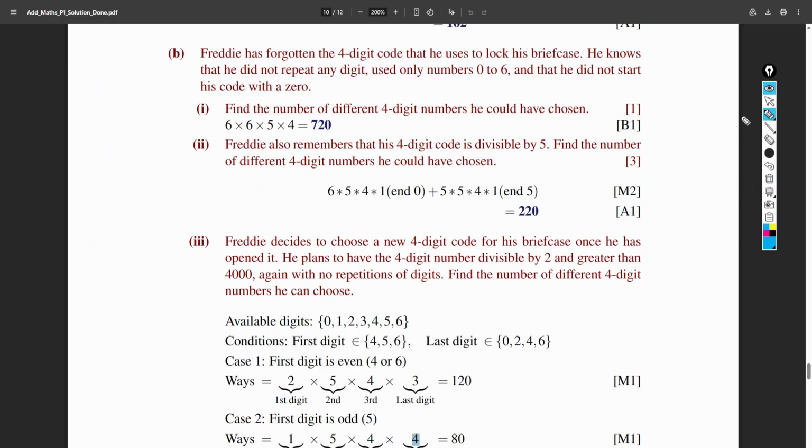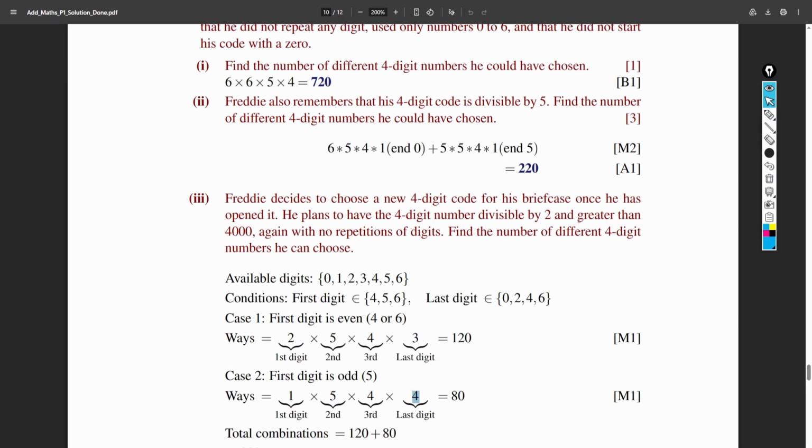So the next part: Freddy decides to choose a new 4-digit code for his briefcase once he has opened it. He plans to have the 4-digit number divisible by 2 and greater than 4000, again with no repetition of digits. Find the number of 4-digit numbers he can choose.